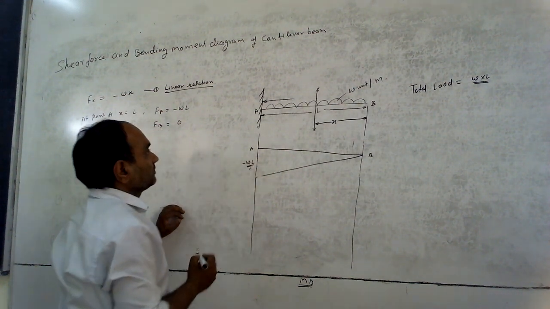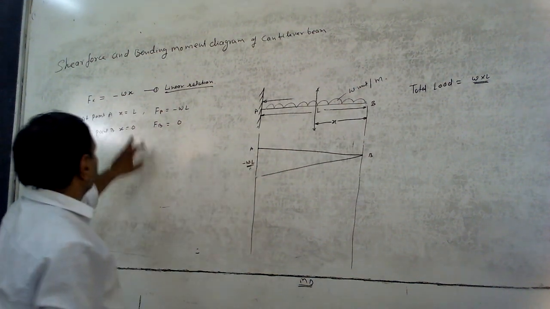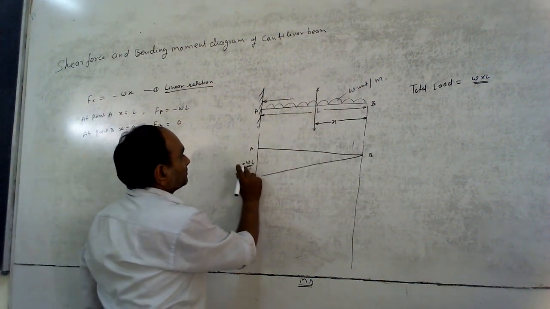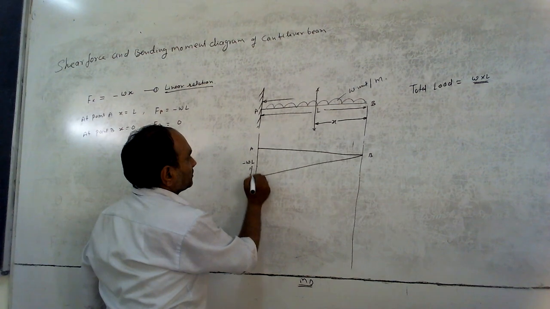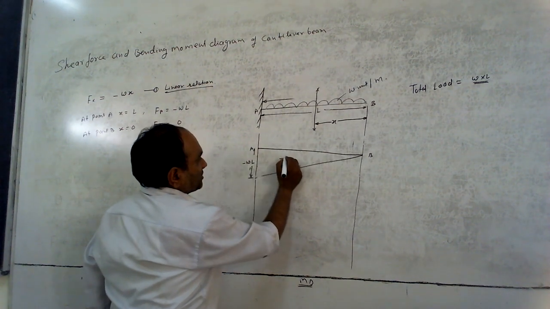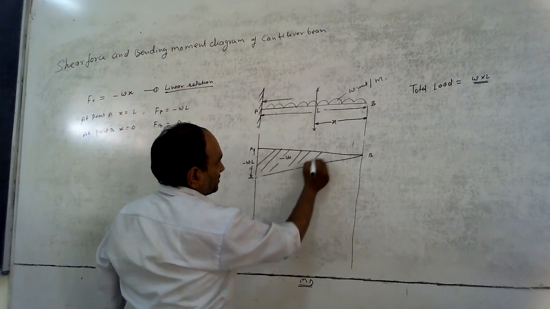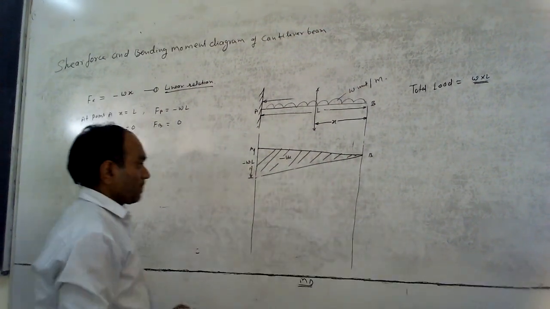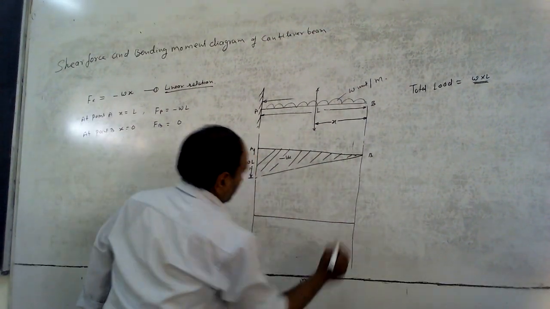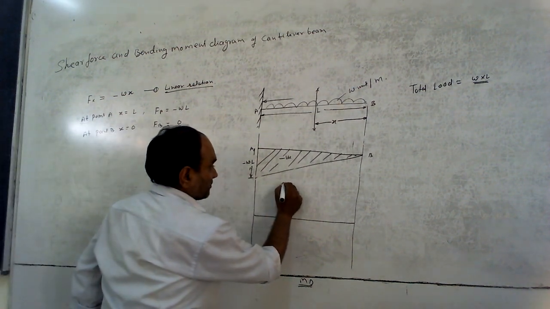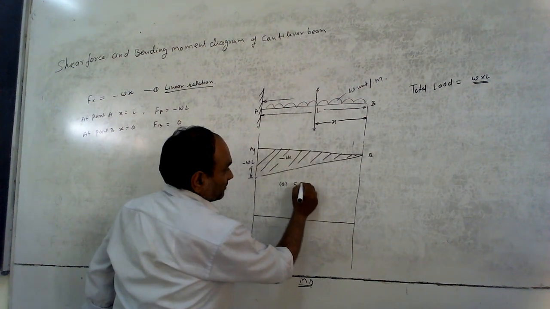W into L. This is W into L. So this is again negative shear force. This is the shear force diagram.